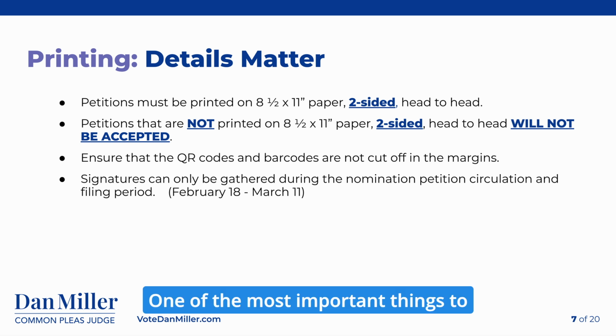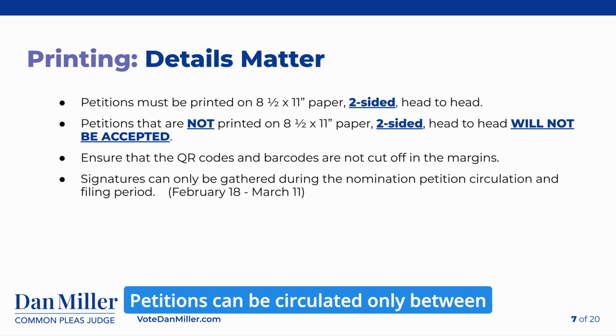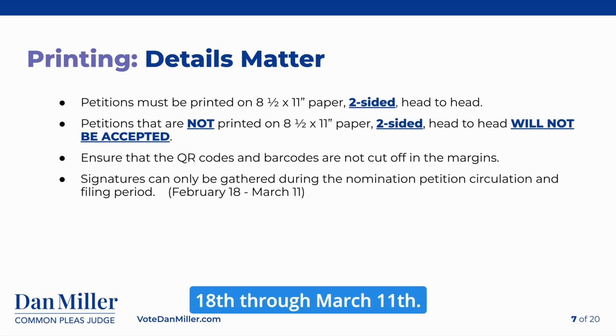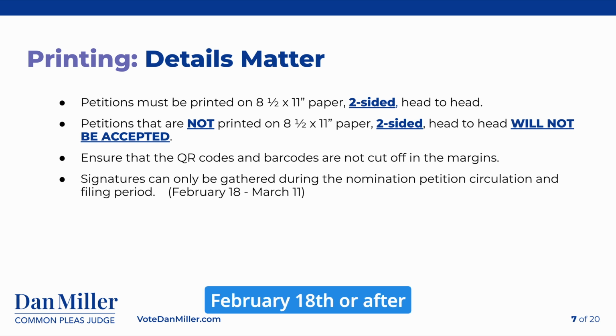One of the most important things to remember are the petition dates mentioned earlier. Petitions can be circulated only between the dates of February 18th through March 11th. Any signatures on the sheet from before February 18th or after March 11th will not be counted.